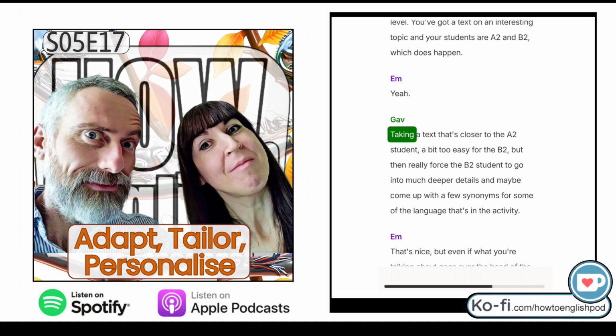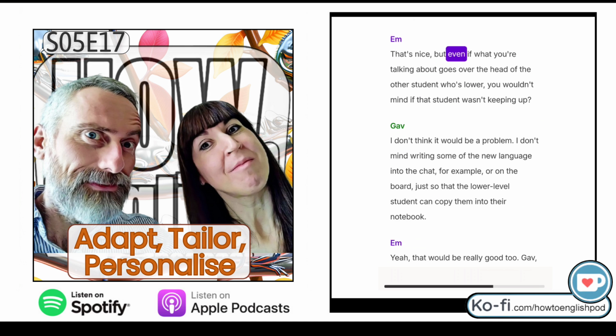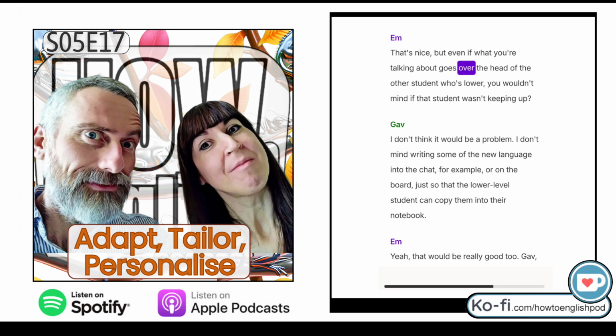Yeah. Taking a text that's closer to the A2 student, a bit too easy for the B2, but then really force the B2 student to go into much deeper details and maybe come up with a few synonyms for some of the language that's in the activity. That's nice. But even if what you're talking about goes over the head of the other student who's lower, you wouldn't mind if that student wasn't keeping up? I don't think it would be a problem.